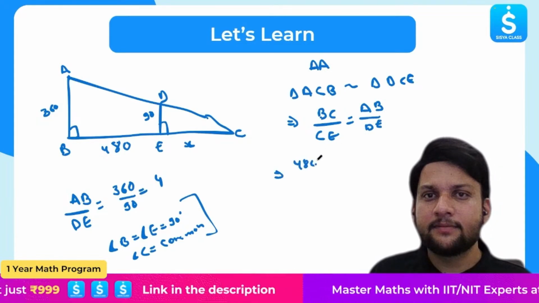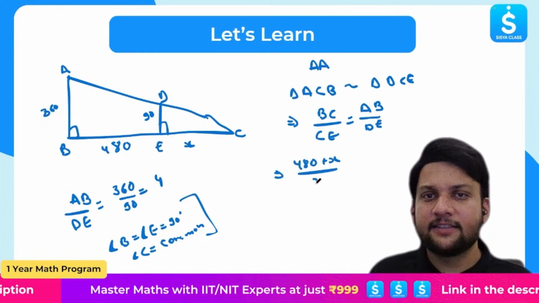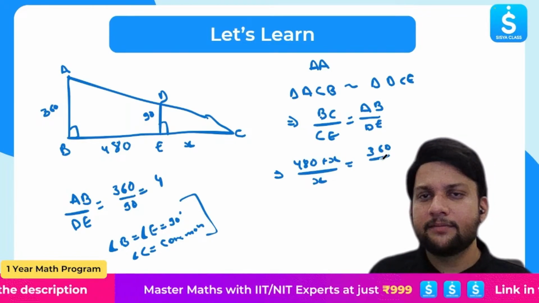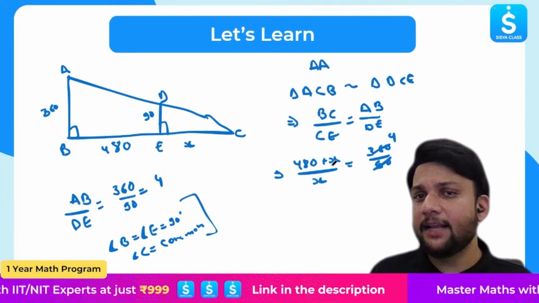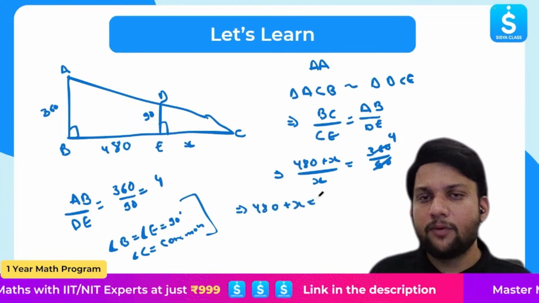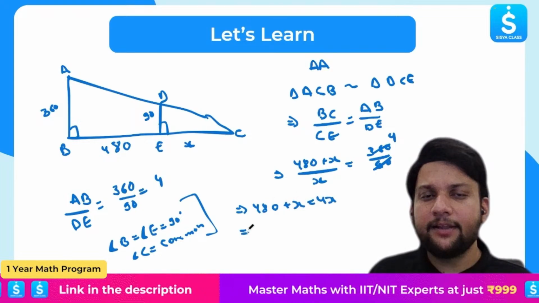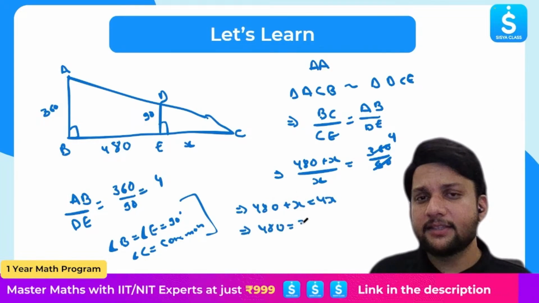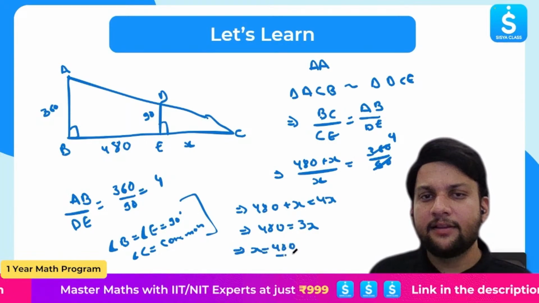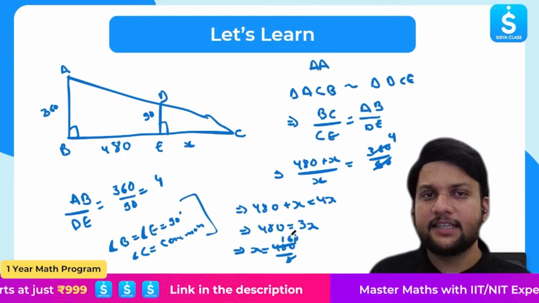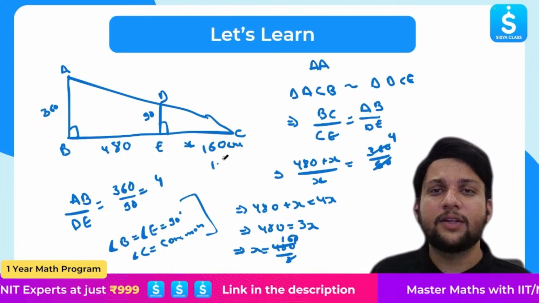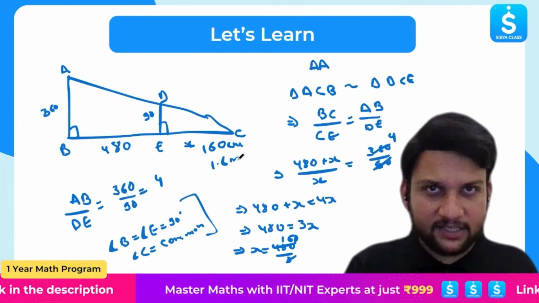Now, what is the length of BC? 480 plus x. What is the length of CE? x is equal to AB, that is 360 over 90. Now, this is nothing but 4. 90 times 4 is 360. So from this, I will be getting 480 plus x equals 4x. If I take x this side, what I will be getting? 480 is equal to 3x, or x equals 480 by 3. That is 160. So length of shadow is 160 centimeters, or we can say 1.6 meters. I hope it is clear.